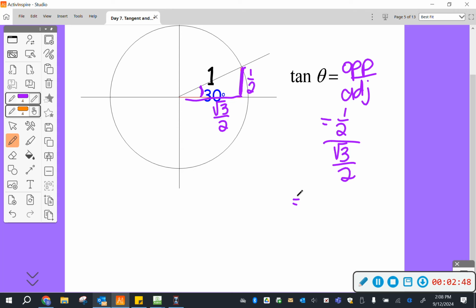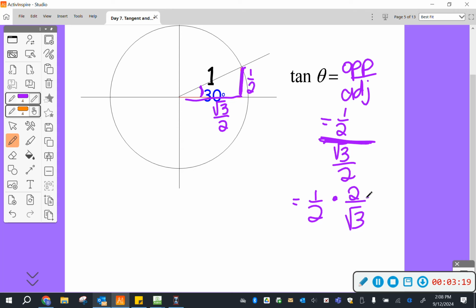Did y'all learn or do y'all remember keep, change, flip? No? Okay, we are going to keep the numerator. Keep it 1/2. Change this divided by sign to a multiplication and flip the denominator. Did y'all learn keep, change, flip? Some of us, yes, some of us no. Does that make sense what I did? Because dividing is the same thing as multiplying by the reciprocal. So that's what I just did.